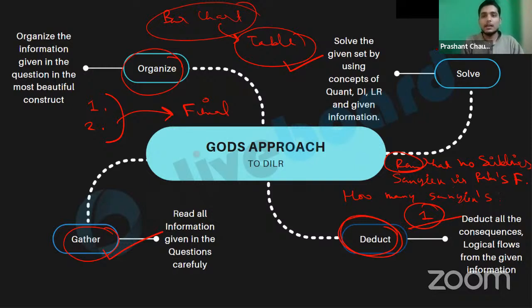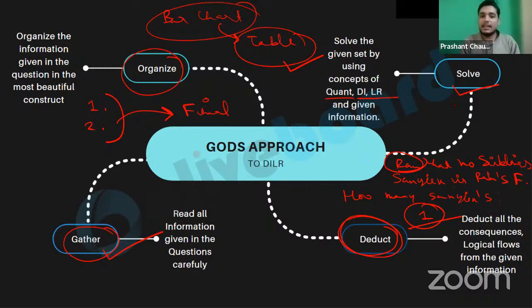Now coming to our next point, that is solve. This will be your final step. Once you deduce all the consequences, then you need to solve. Sometimes you need to apply some quantitative concepts as well. So apply all the concepts of whatever you have studied in quant, DI, and LR, use the given information, use all three steps, and then just solve the question.